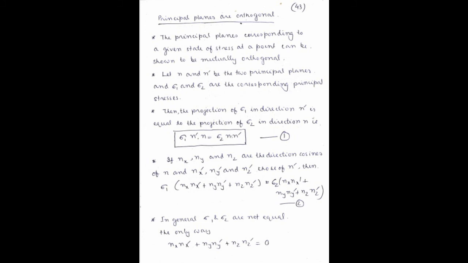From expression number 2 we can say that sigma 1 and sigma 2 are not equal. So nx into nx dash plus ny into ny dash plus nz into nz dash is equal to 0. That means n and n dash are perpendicular to each other. So in the dot product method, if you somehow prove that this product, suppose nx into nx dash plus ny into ny dash plus nz into nz dash equals 0, that means these vectors are perpendicular to each other.